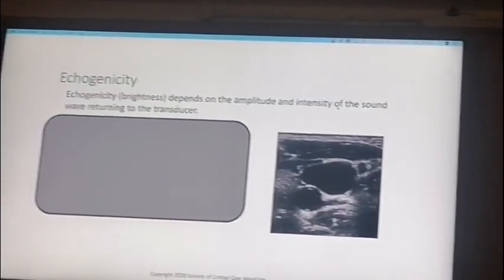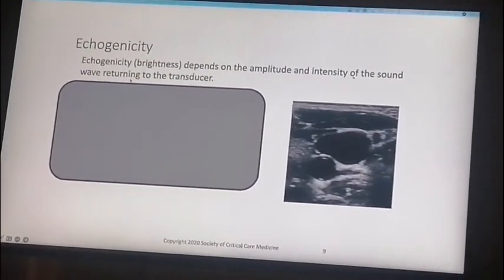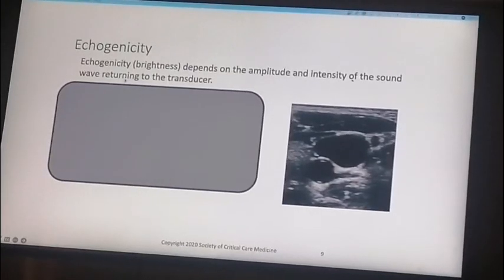Just to imagine, that's the most important function of the ultrasound machine. Now we'll come to the ultrasound terminology, echogenicity.